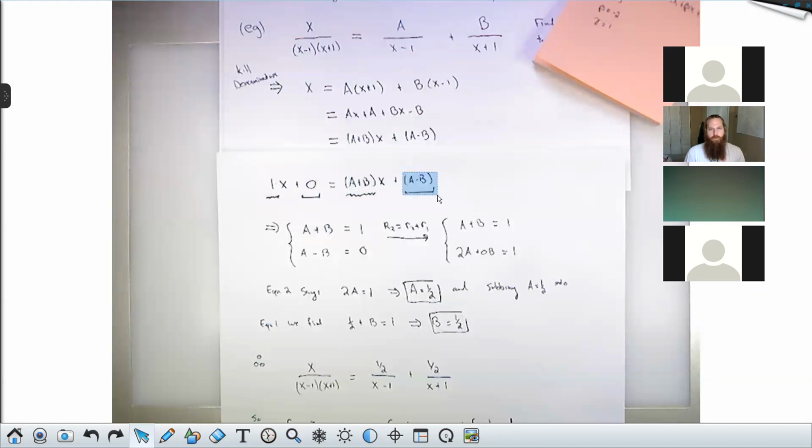A minus b is the constant term on the right. 0 is the constant term on the left. So a minus b has to be equal to 0. Since this is an identity, these must both be true. And this will always be a linear system. So you can fall back to your stuff on linear systems to find a and b from there.